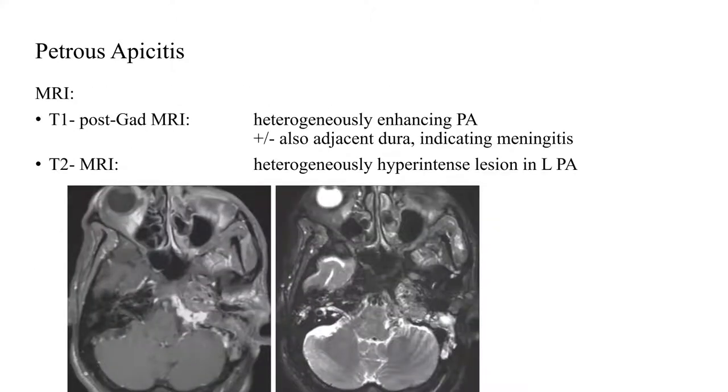On imaging, you can see on the T1 post-gadolinium MRI on the left that it's heterogeneously enhancing. But on a scan like that, you should also look for extension of the inflammatory process to the adjacent dura to see if there's meningitis or cerebral abscesses as well. On the right image, it's a T2 showing a heterogeneously hyperintense lesion in the left petrous apex.